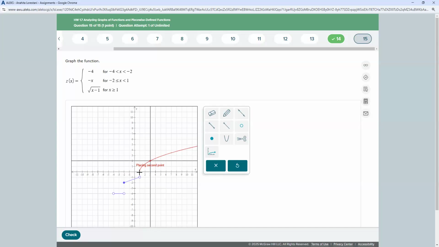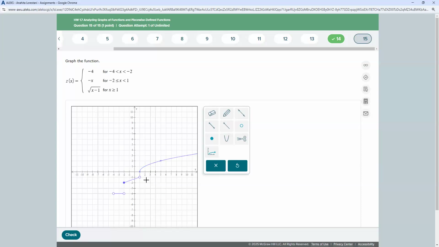To place a second point, pick another number. My recommendation is to pick a number that you know has a square root. For instance, I will pick 5. Why do I pick 5? Because if I put 5 for x, I get 5 minus 1, which is 4, and the square root of 4 is 2. So my point is 5, comma 2.